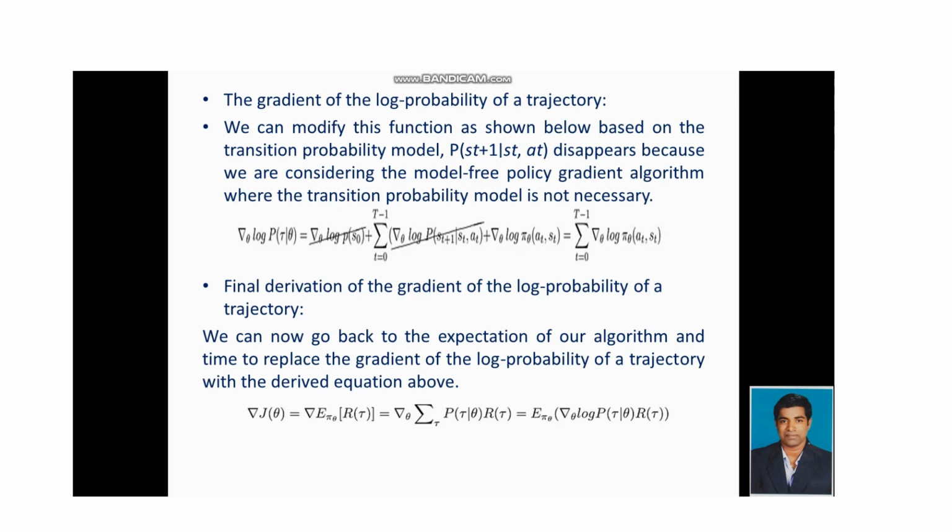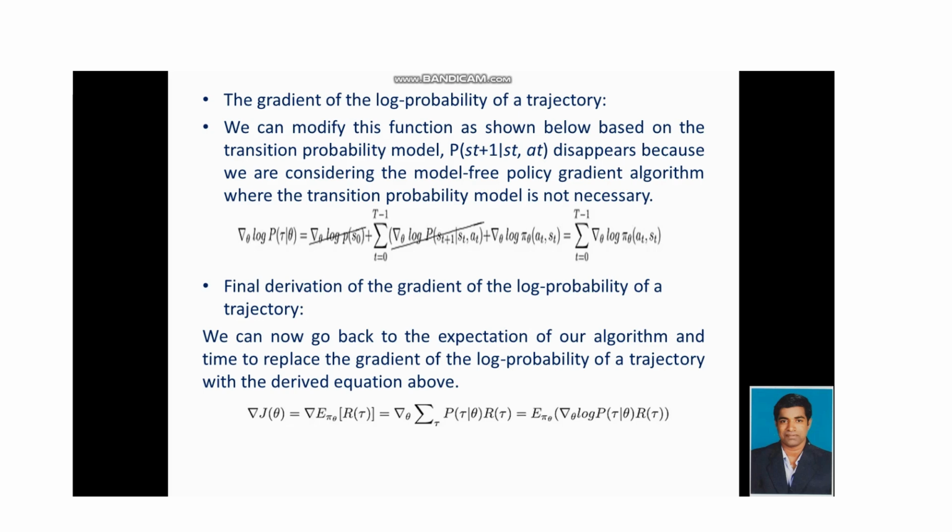Then the gradient θ log π_θ of a_t given s_t, we can rewrite as summation t equal to 0 to T minus 1 of gradient θ log π_θ of a_t given s_t. This is the final derivation of the gradient of log probability of the trajectory. We can now go back to the expectation in our algorithm and replace the gradient of log probability of the trajectory with the derived equation above.